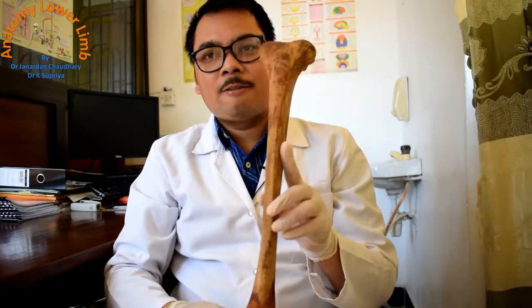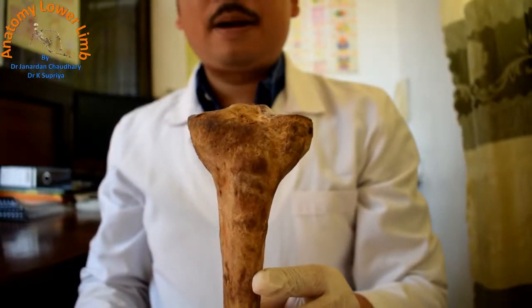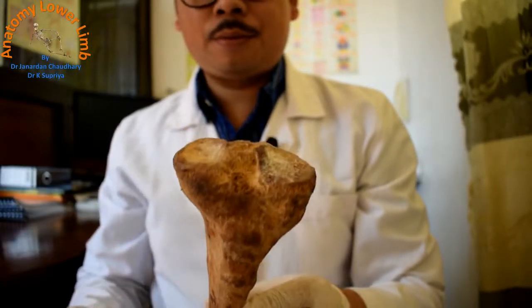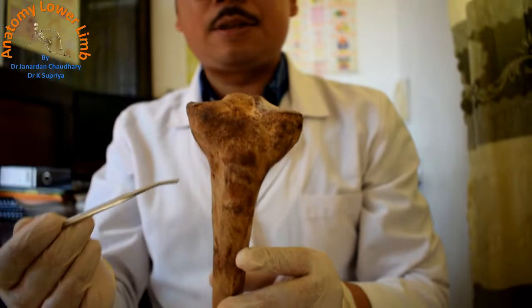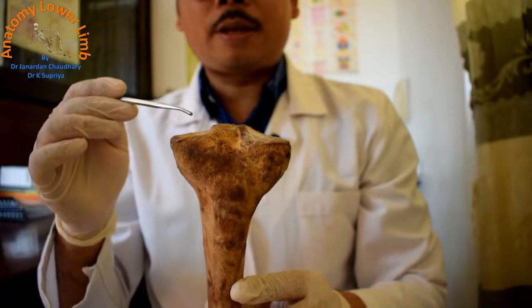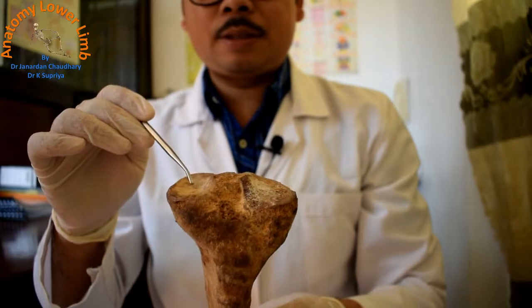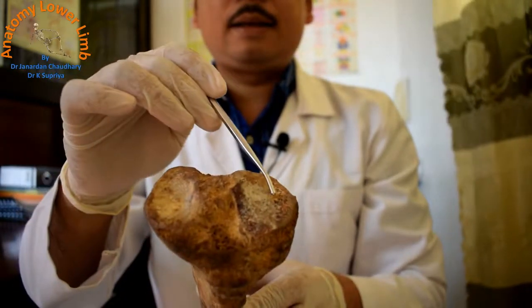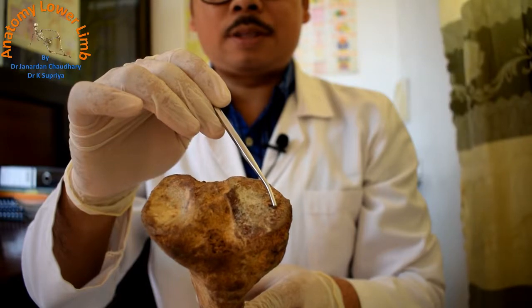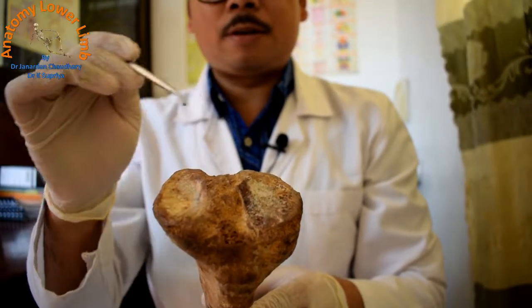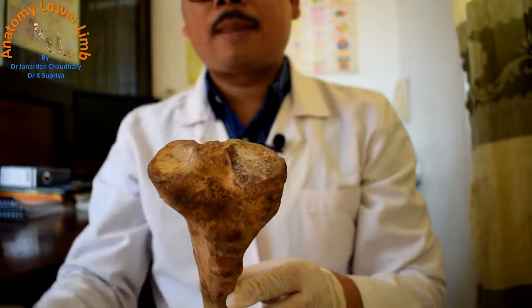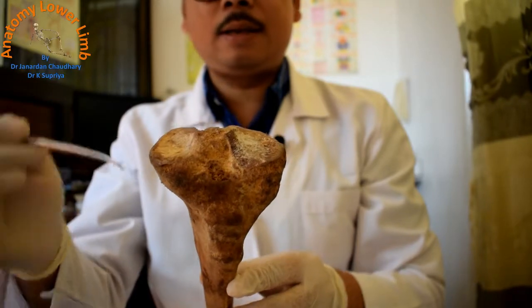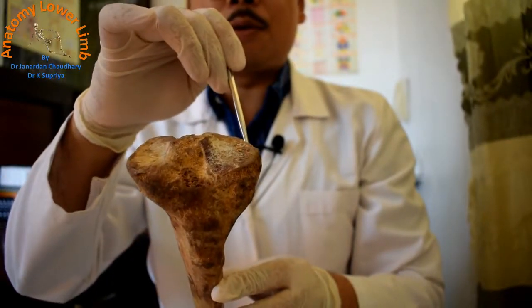Let us discuss first the upper end. The upper end consists of the articulating surface and the non-articulating part. Talking about the articulating surface, viewed from superiorly, these are the two articulating surfaces. These two larger parts are called condyles. This is the medial condyle and this is the lateral condyle.